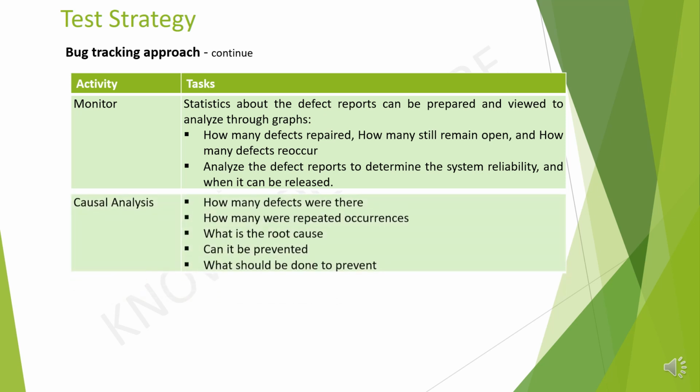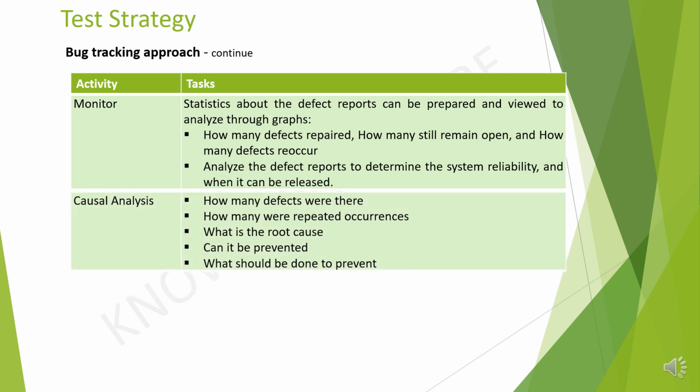Next activity is causal analysis. In this, the team will analyze how many defects were there and how many were repeated again, and what is the root cause and how it can be prevented, and what should be done to prevent. The measures should be taken during this phase.